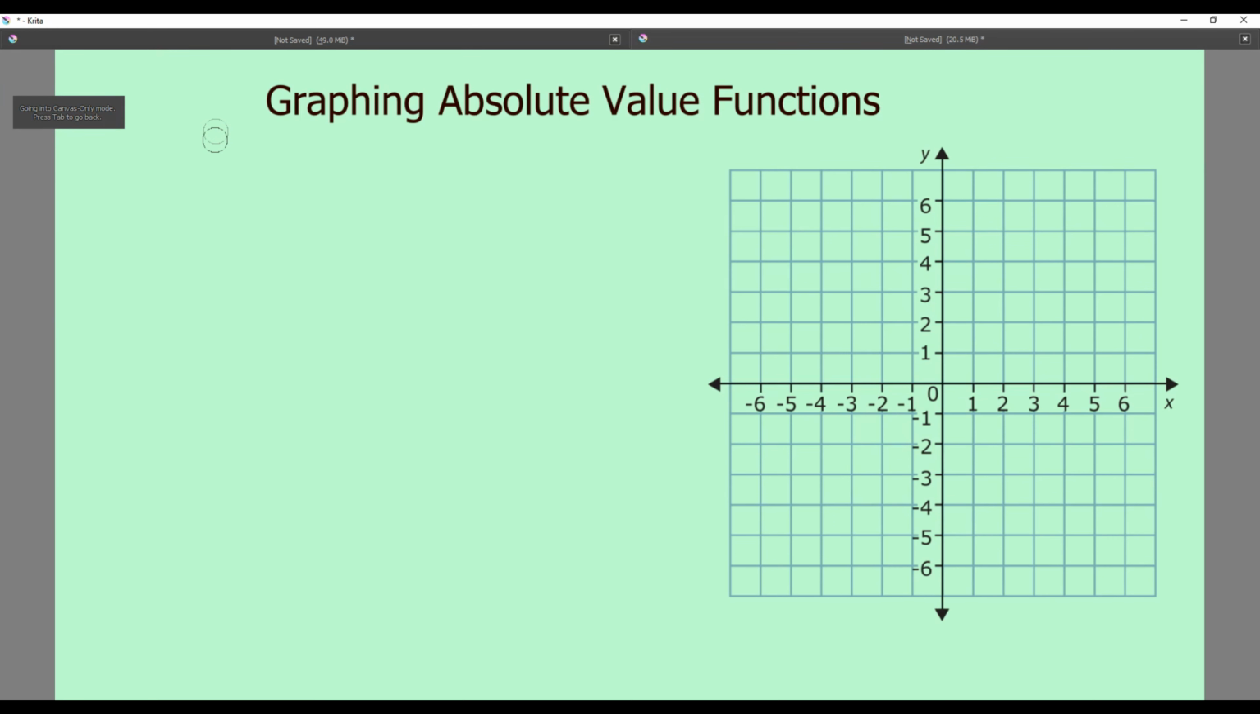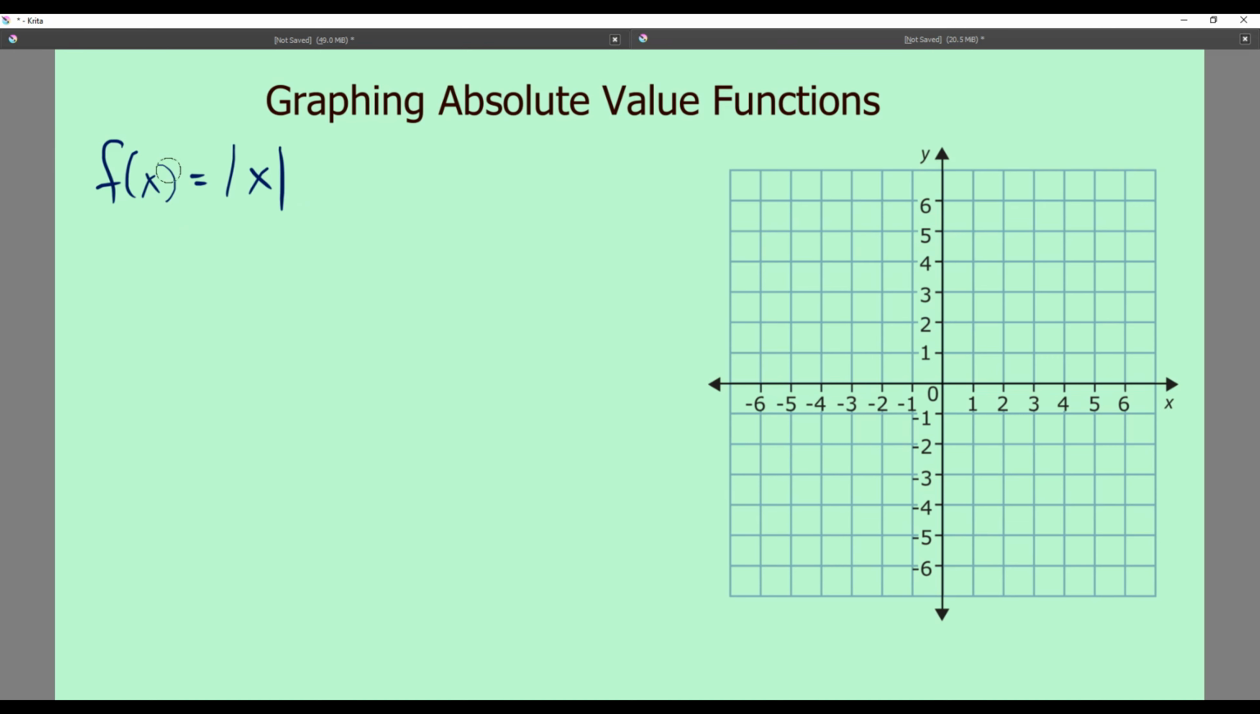Okay, so today we're talking about graphing absolute value functions. So there are functions that look like this. You have f of x is equal to the absolute value of x. Okay, that's the basic function, the parent function. So let's figure out what this means.